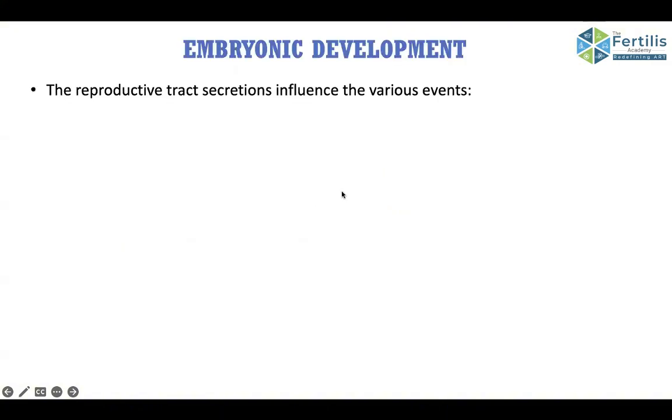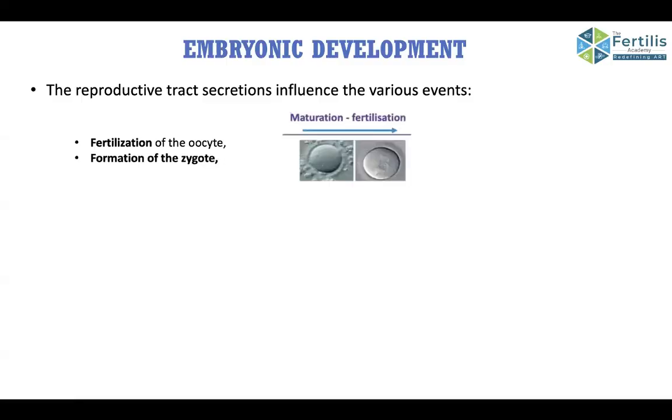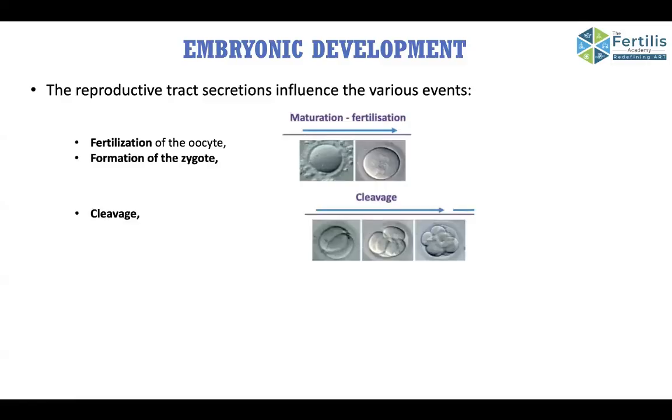If you look at embryonic development, the reproductive tract secretions influence various events in it. Number one is the maturation and fertilization of the oocyte, then the formation of the gamete, which includes the entry of sperm and subsequently zygote formation. A zygote is a 2PN structure. When the oocyte is fertilized, it is known as a zygote.